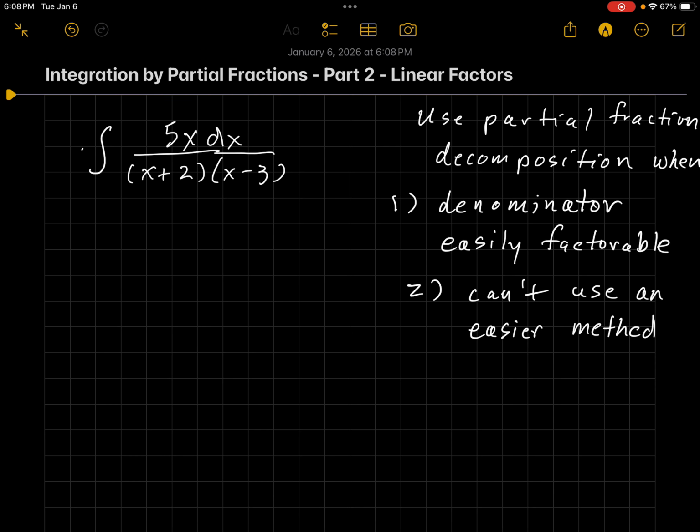So I'm going to use partial fractions when my denominator is easily factorable, but there is not an easier method to use. So, easily factorable over here. Can't think of an easier method right now. So I will do a partial fraction decomposition, which says I can do a over one of my linear factors plus b over my other linear factor must equal 5x over x plus 2 times x minus 3.